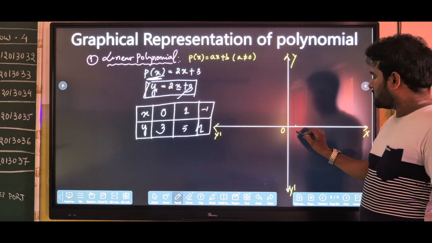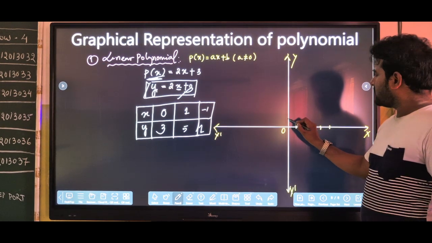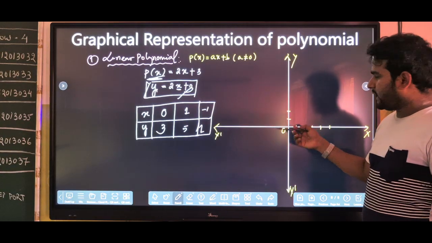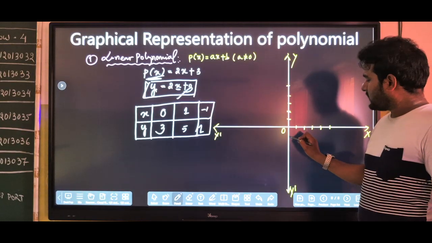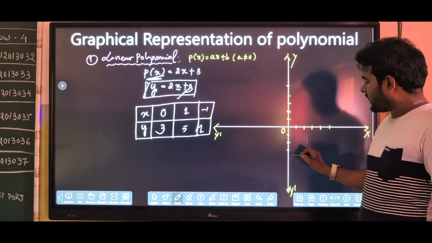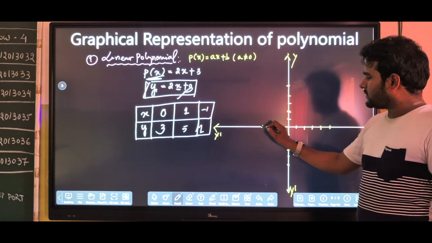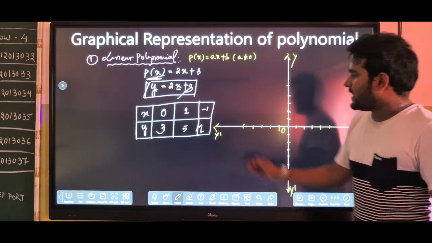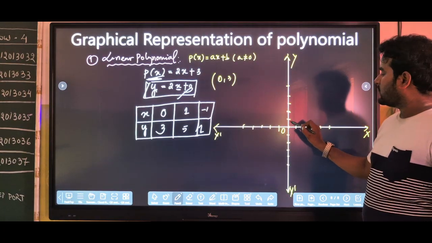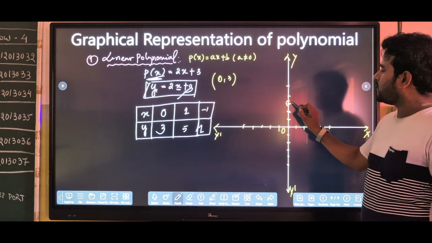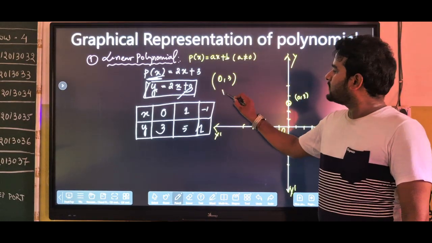Suppose this is 1, 2, 3, 4, 5, and then minus 1, minus 2, minus 3, minus 4, minus 5 on the other side. So the first point is (0, 3). Plot it: 0, then 1, 2, 3. So this is your point, (0, 3).